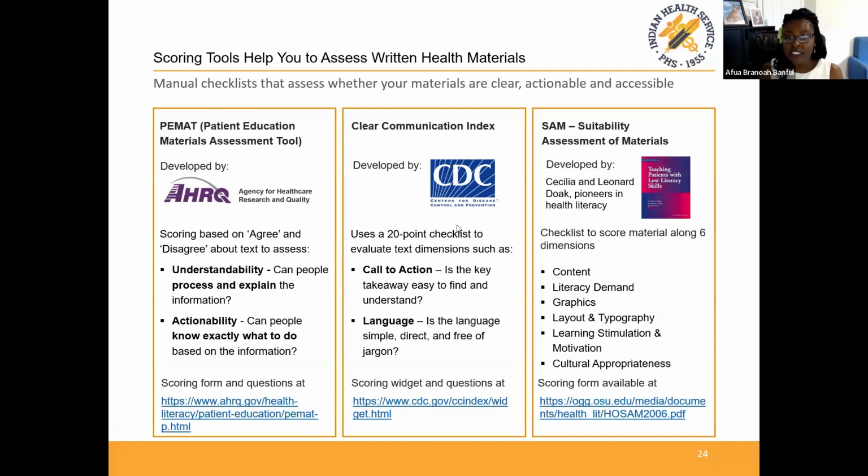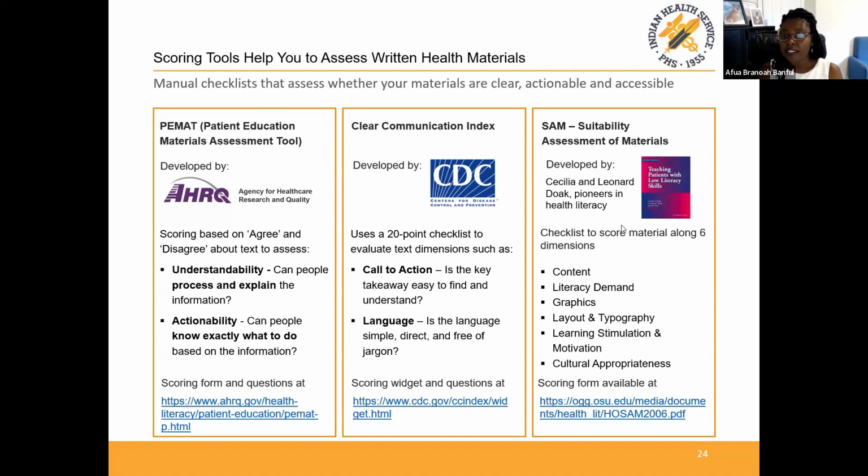The other tool is the CDC widget, right? Some of these are paper-based. The AHRQ one can be paper-based as well as the SAM. The CDC one you can answer the questions in a widget on the website. But it's the same idea. It's asking you, is the call to action clear? Is the language direct, free of jargon, things like that. So this CDC Clear Communication Index is another resource you can use.